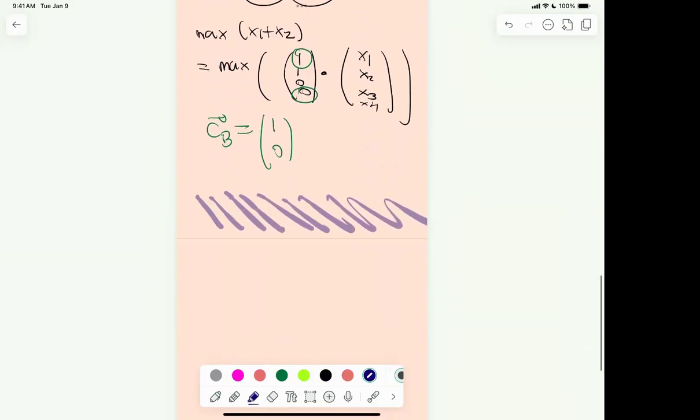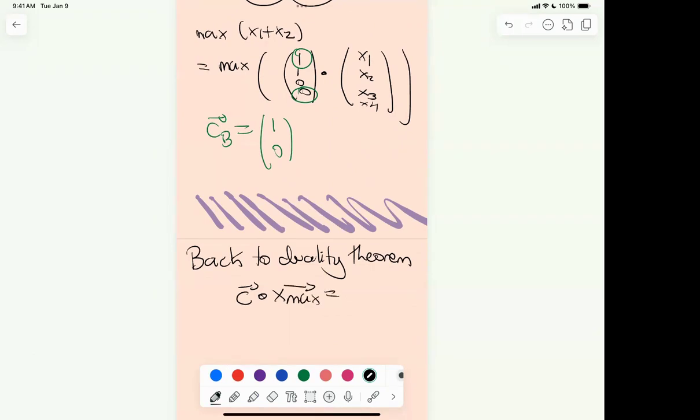So back to the duality theorem. The duality theorem says that the value at the max of the first function equals the value at the min of the second function. Okay.